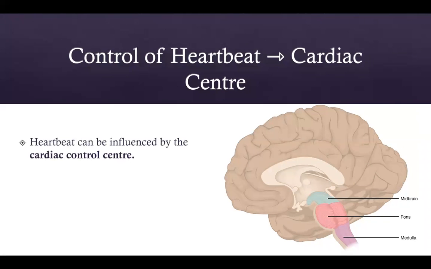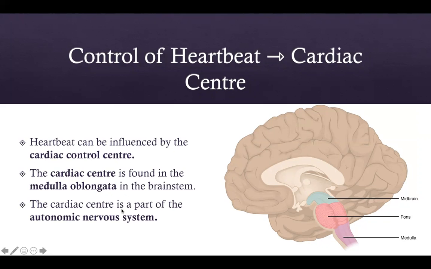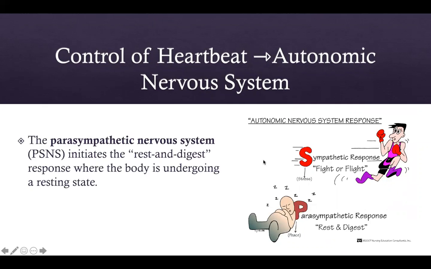So the heartbeat can be influenced by something called the cardiac control center, or just the cardiac center. And that's found in the medulla in your brainstem here. The cardiac center is part of what's called the autonomic nervous system. So the autonomic nervous system is subdivided into two categories.